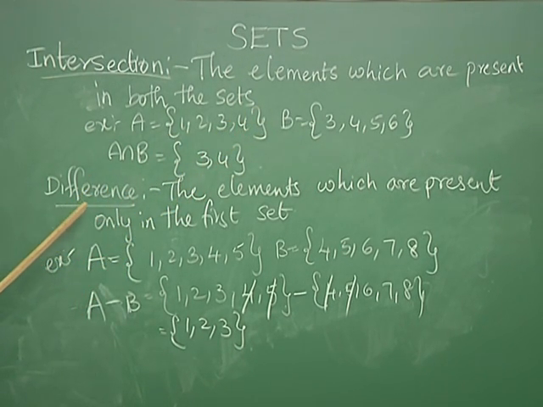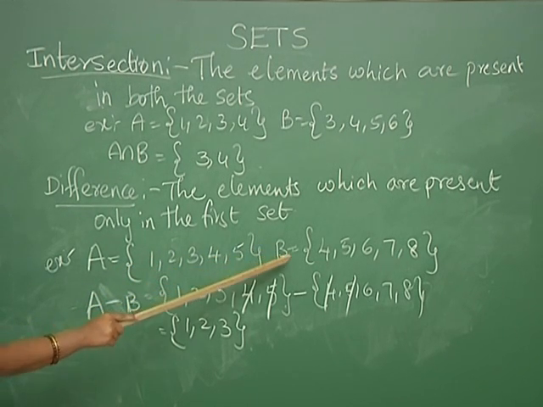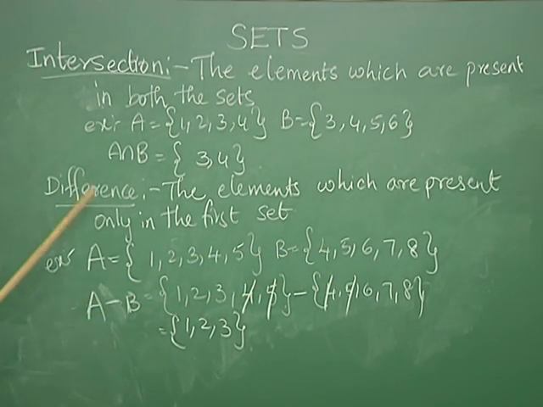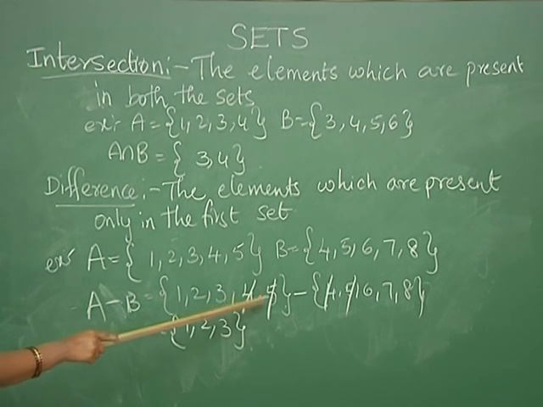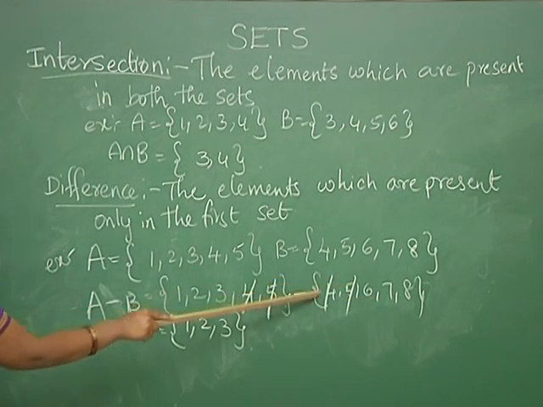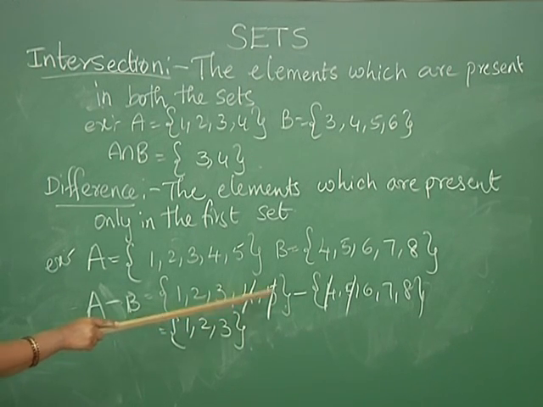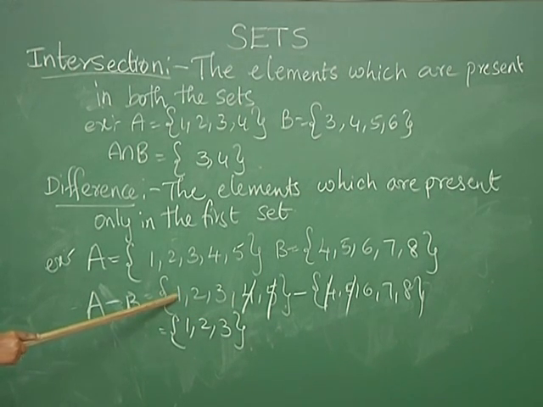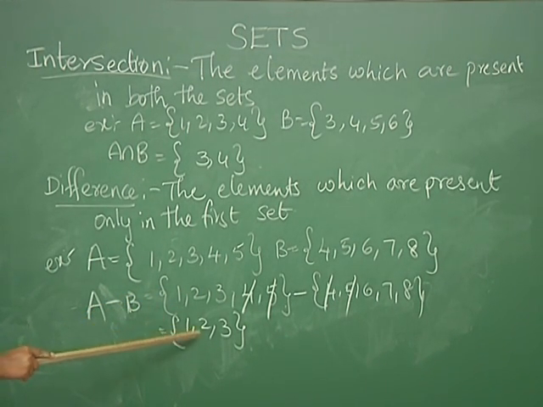The next one is difference: the elements which are present only in the first set. A is equal to 1, 2, 3, 4, 5. B is equal to 4, 5, 6. The difference we will denote with the symbol minus. 1, 2, 3, 4, 5 minus 4, 5, 6. 4 and 4 will get cancelled because they are present in both. 5 and 5 will get cancelled. So the elements remaining in only the first set are 1, 2, 3. So in difference A minus B, the elements are 1, 2, 3.